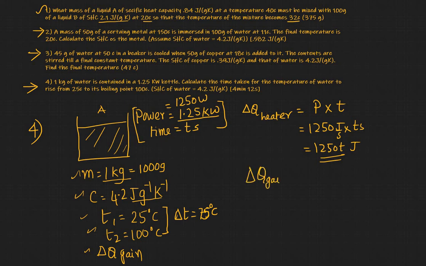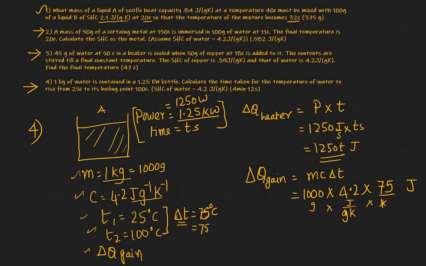All right, so on one side you have the heater, and on the other side you have the heat gained. That is mc delta T. That would be mass is 1000 grams, into C is 4.2, into delta T is 75. If you multiply all this, it'll be in joules, because this is in gram, this is in joules per gram Kelvin, and delta T of 75 Celsius or Kelvin is the same. It doesn't matter if it is K or Celsius because it's delta T. So this is also equal to 75 Kelvin. All of them cancel out nicely, and you'll get joules.